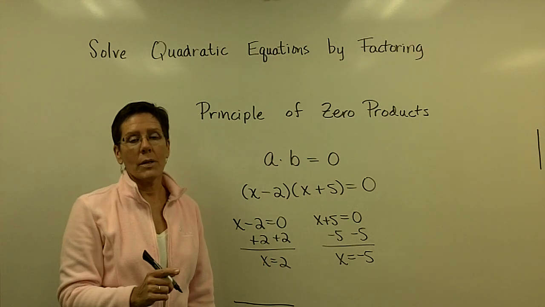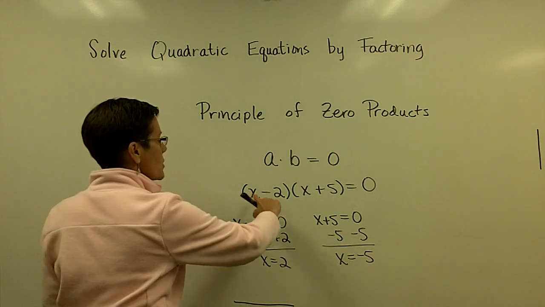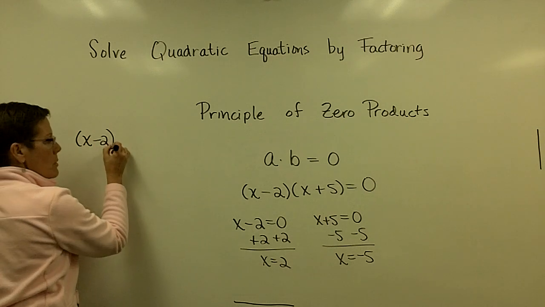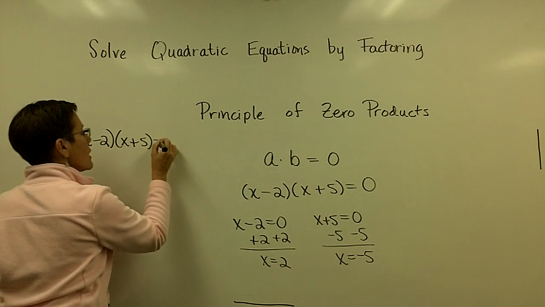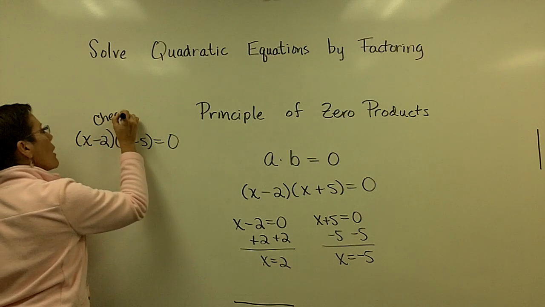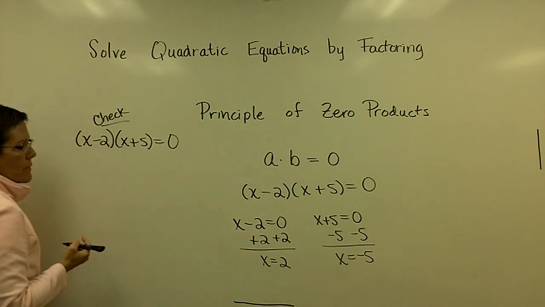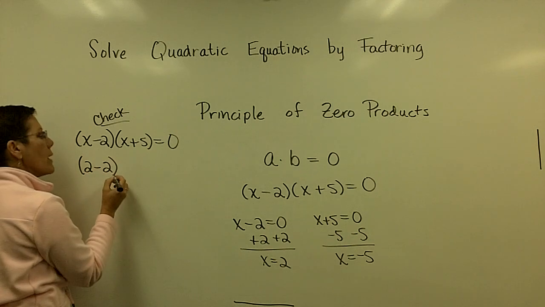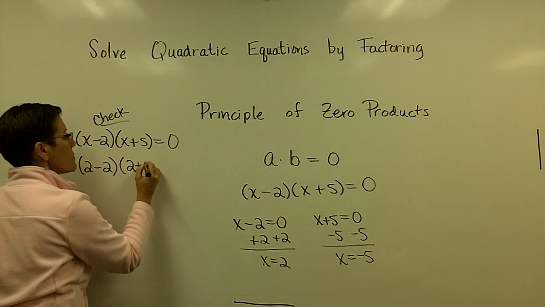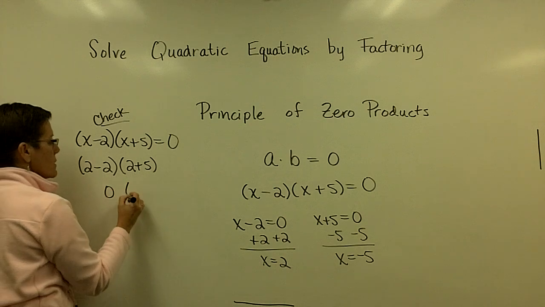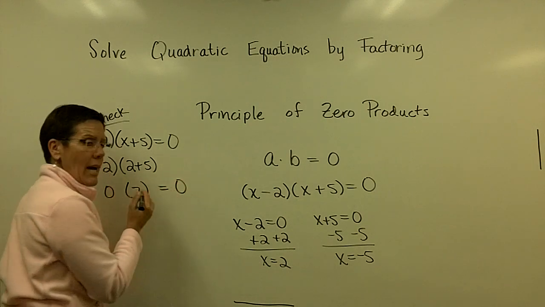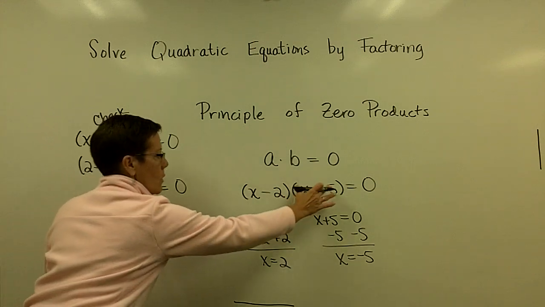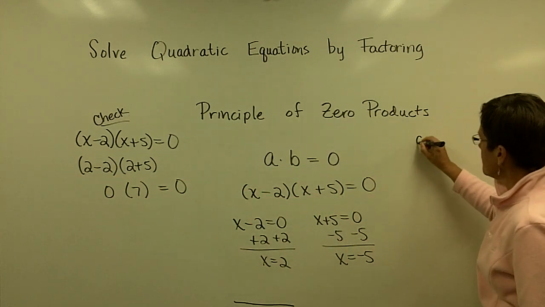I can and should always check these and see if they work. So my original problem is right here. It reads x minus 2 times x plus 5 equals 0. And so if I were to take that answer right there and put it in for x in both spots, here I'd have 2 minus 2, oh that's 0, times 2 plus 5. So does 0 times 7 equal 0? That kind of illustrates that one or the other has got to be equal to 0. This one or this one. Let's do this check over here.